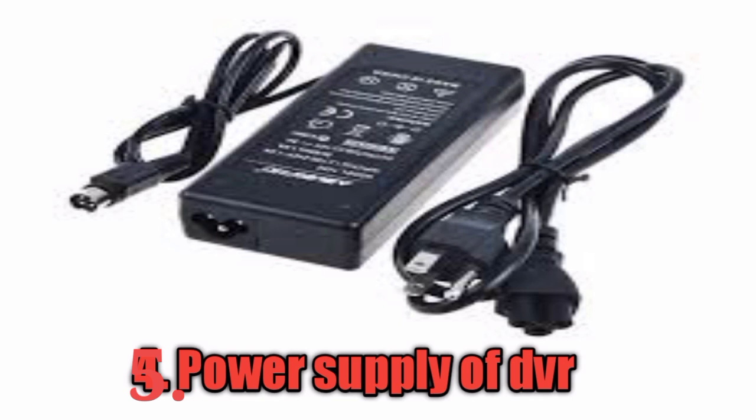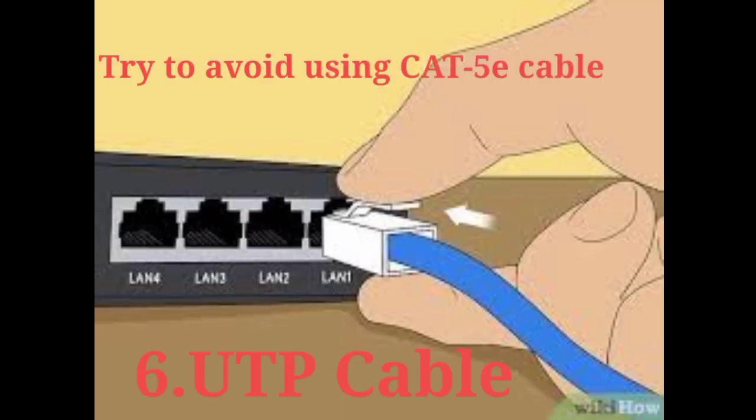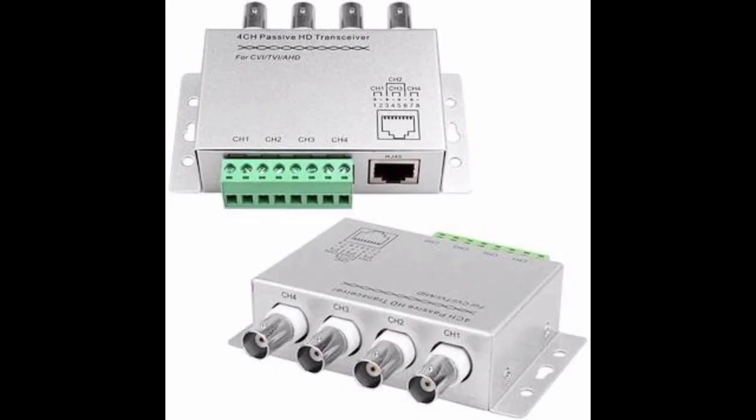And next one is UTP cable. When you are using network cables, that is UTP cables with balun, it is necessary to use a quality cable. Try to avoid using Cat5e cable, because in some situations it creates problems because of poor quality. Use good quality UTP balun.